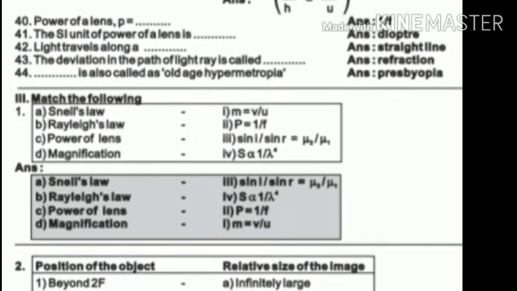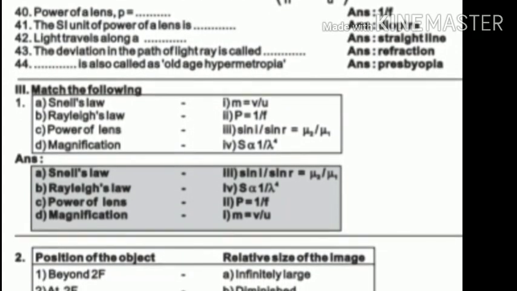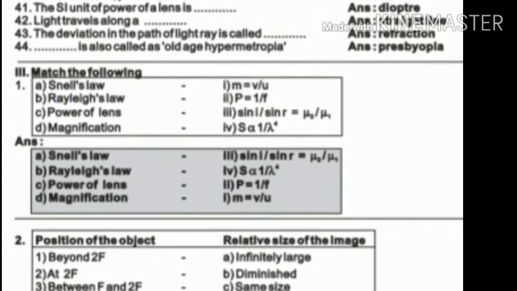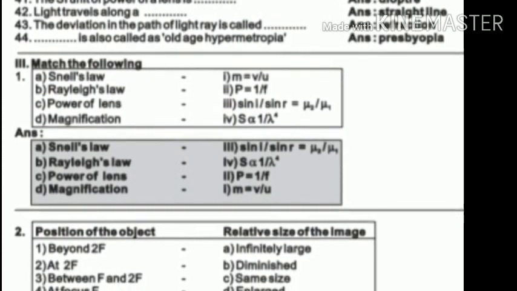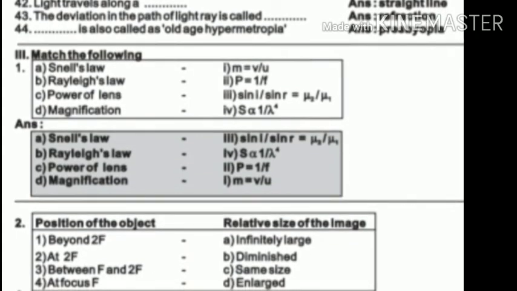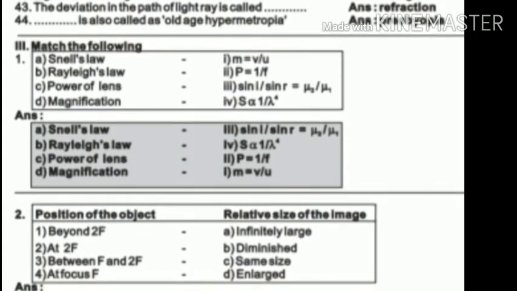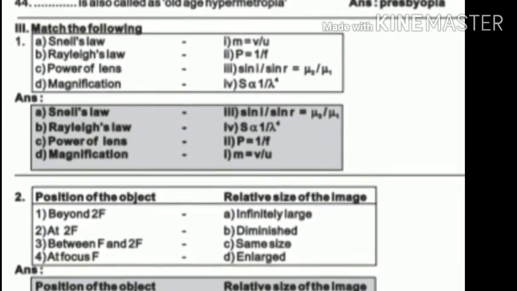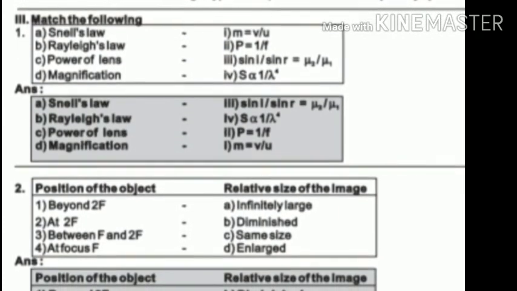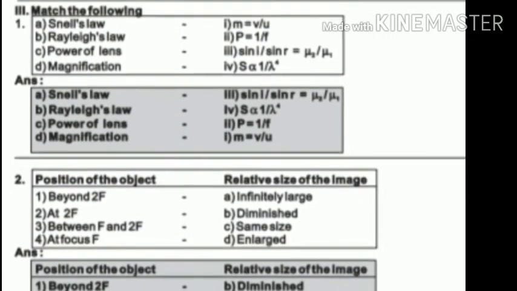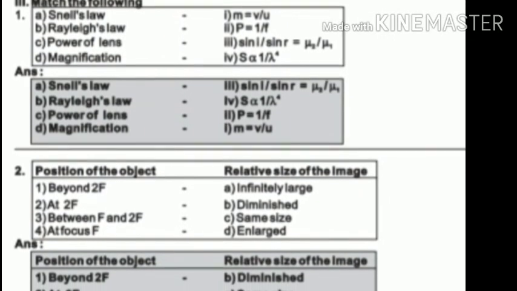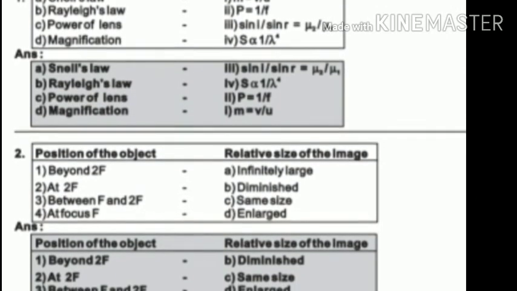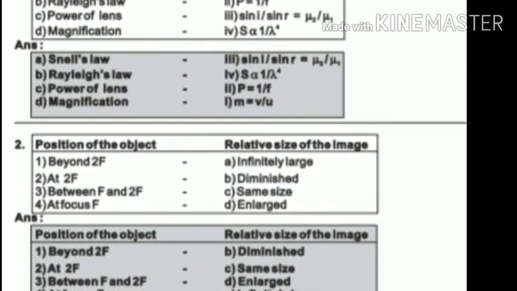Match the following. Snell's law. Option 3. Sin i by sin r is equal to mu 2 by mu 1. Rayleigh's law. Option 4. Scattering is proportional to 1 by lambda to the power 4. Power of lens. Option 2. P is equal to 1 by f. Magnification. Option 1. M is equal to v by u.